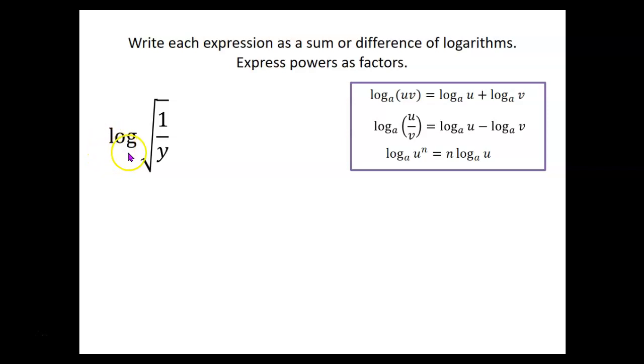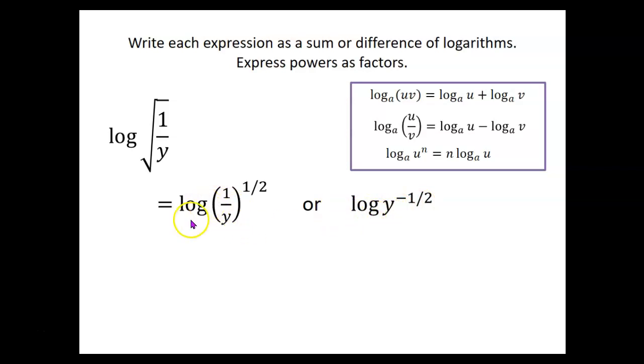How about this one? The log, and since there's no little subscript, that means it's the common log, the base 10 log, of the square root of 1 over y. Now, first of all, when you have the square root of something, you could write that as a 1/2 power. Taking the square root of 1 over y is the same as taking 1 over y to the 1/2 power. Or we could say 1 over y to the 1/2 would be y to the negative 1/2. So probably the easiest thing to do would be to use this power rule and say, okay, that's equal to negative 1/2 times the log of y.